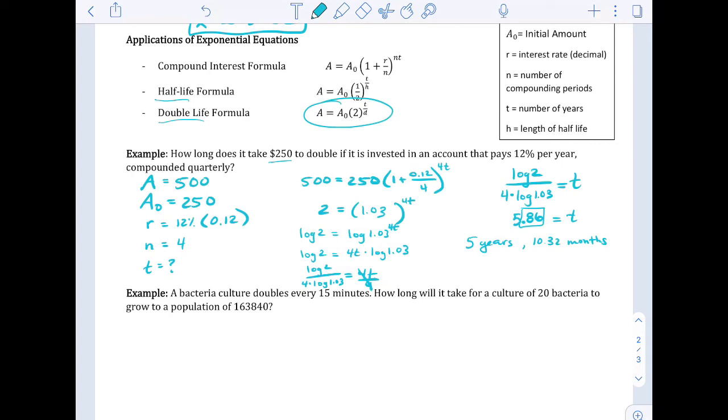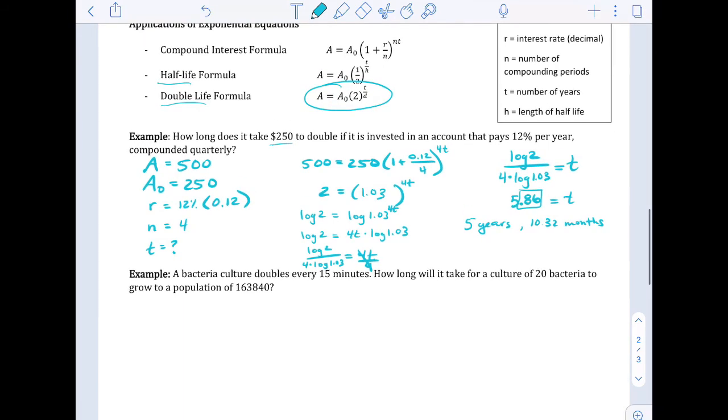So A is the amount in the future. A₀ is the amount at time 0, which is the beginning. 2 is 2, right? We're doubling. And t, once again, is the amount of time in years. And d is the doubling time, how long it takes to double. So let's fill in all of our information that we know. A, I know the amount in the future. Well, it told me it was 163,840.